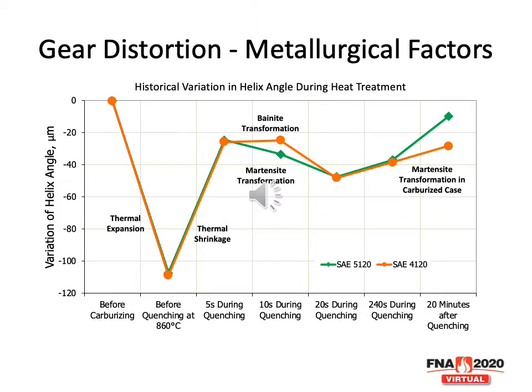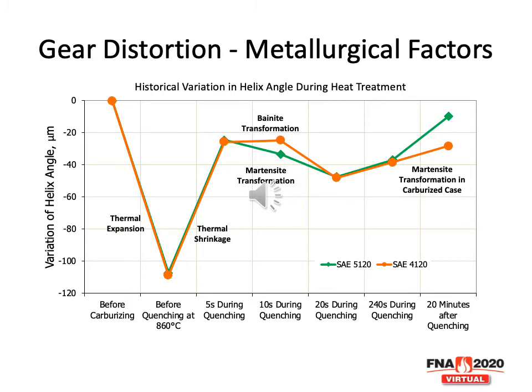In this illustration, I am showing the difference of two different alloys, ostensibly the same carbon content but different alloy, between a 5120 and a 4120 SAE steel. I will see both as I'm heating up. I will see a variation of the helix angle before carburizing and then before quenching. It's predominantly a volume expansion. Then during quenching, I will see a change in the helix angle, and then I'll see the difference between one forming a bainite and the other one forming a martensite transformation.